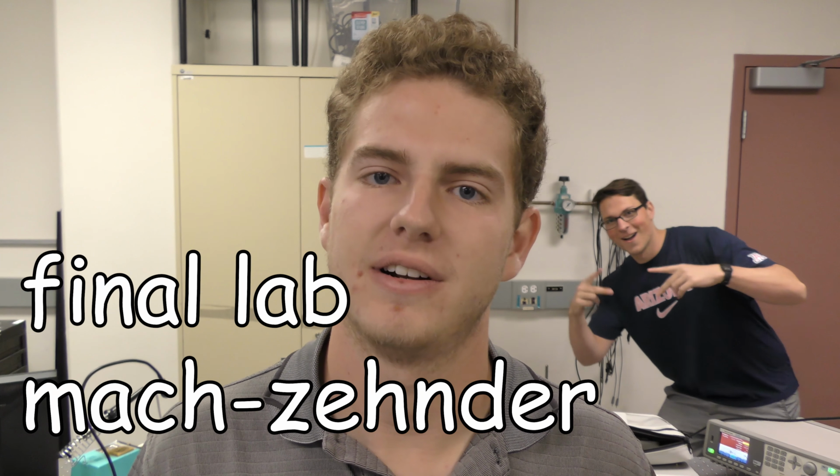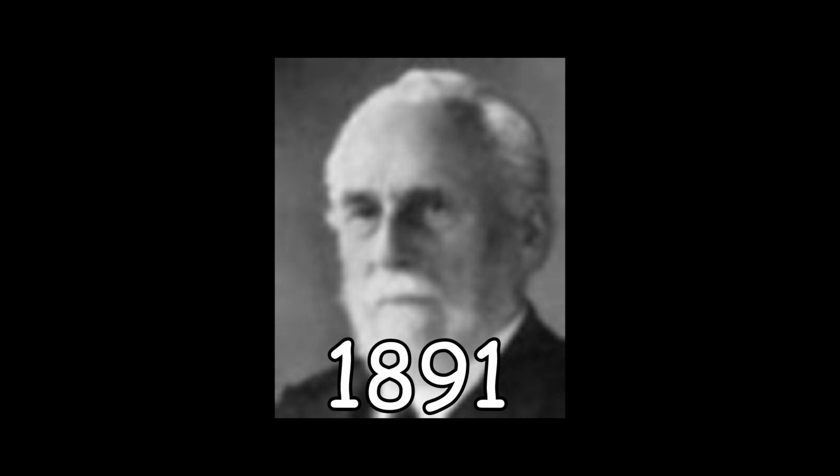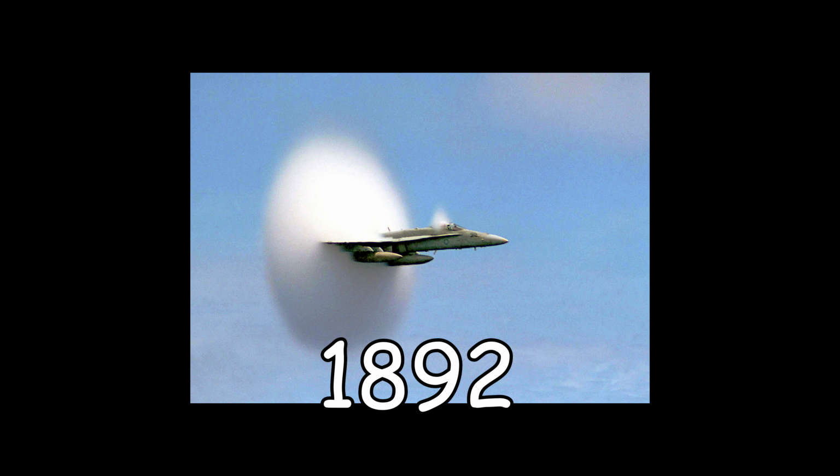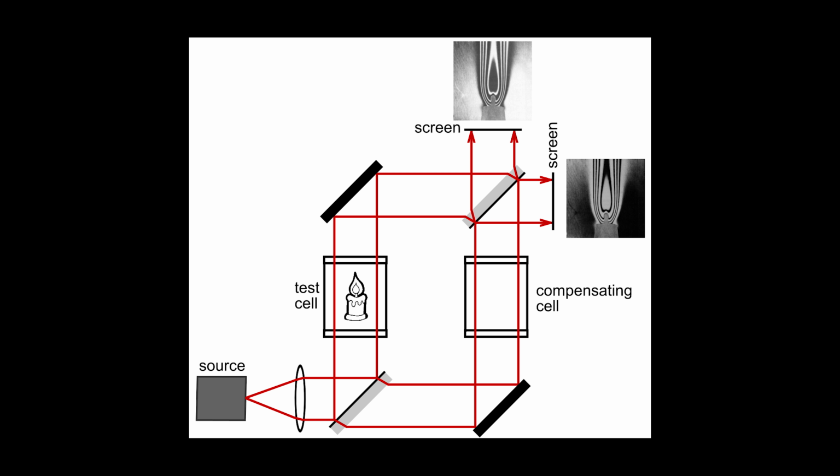Engine. This is the final lab with the Mach-Zehnder Interferometer. The Mach-Zehnder Interferometer was first proposed by Ludwig Zehnder in 1891. His proposal was refined by Ludwig Mach, son of Ernst Mach, namesake of the Mach number, in 1892. Like most interferometers, it uses optical path difference to measure transparent objects as well as modulate output light.